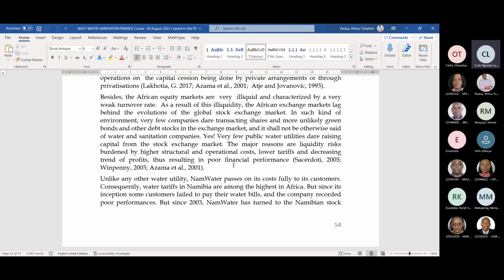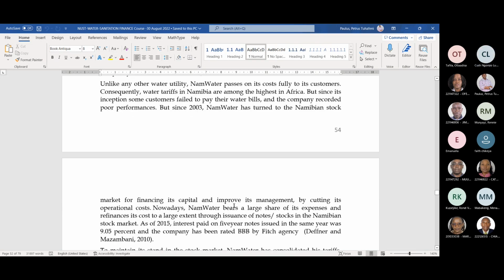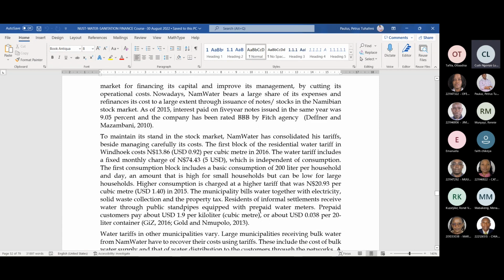What is interesting is that generally water companies don't dare go into the exchange market, but the Namibia water does it. NamWater does it because it has improved its cost management. NamWater passes its cost fully to its customers. It's just working like any private company, and the consumers are the ones bearing the cost. This has helped NamWater to go to the Namibia stock market and raise some funds. As per 2015, interest paid on 5-year notes issued in the same year was 9.05%. And NamWater was rated BBB, three Bs, by Fitch agency, which means that it's very highly ranked among the African water companies.